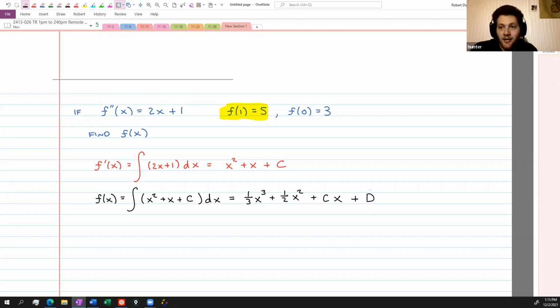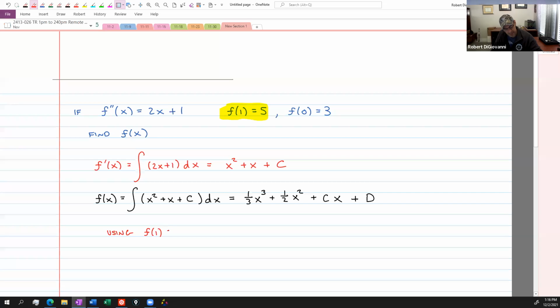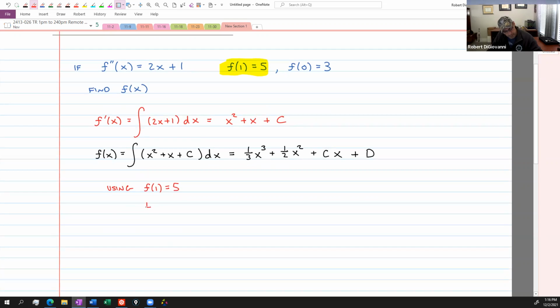Yeah. Now what? Now we're going to use the points, right? We should substitute the 0 first so we can find d. Yeah, I'm going to do it 2 different ways. I'm going to do it this way. I'm going to do it just in the order, just so we can see what's happening. I'm going to use the fact that when I plug 1 into this function, I should get 5, right? When I plug in 1, I should get 5. So that means when I plug in 1, I should get 5.